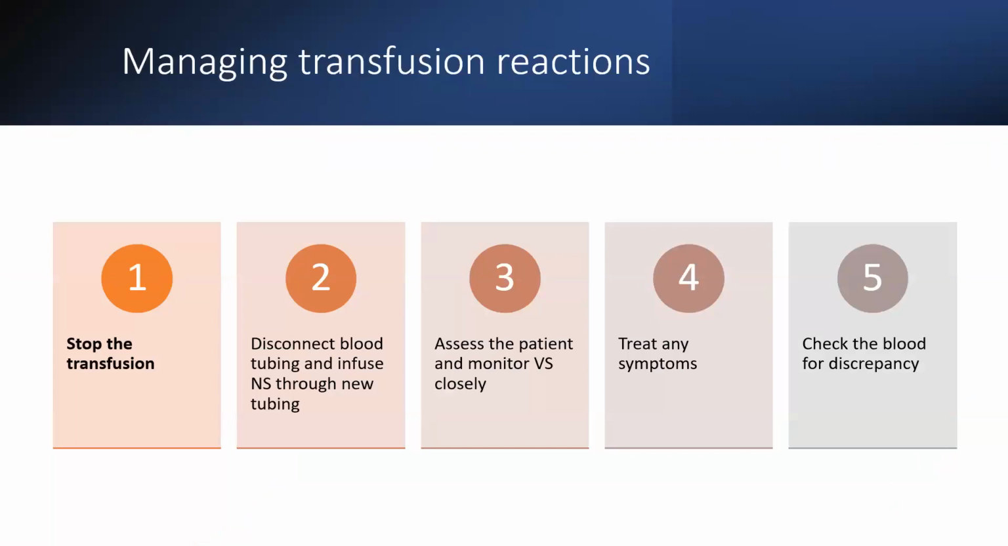If the patient has a transfusion reaction, step number 1, we want to stop the transfusion. You want to disconnect the blood tubing and infuse normal saline through some new tubing. We'll continuously assess the patient, monitor vital signs closely, treat any symptoms that pop up, and then, really important, check the blood for any discrepancies. So that would be for an acute reaction.